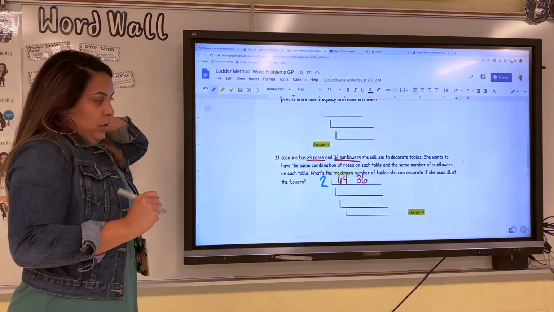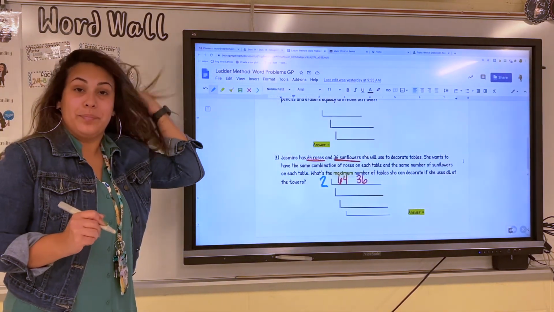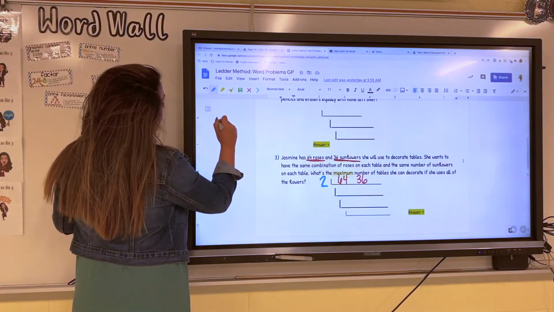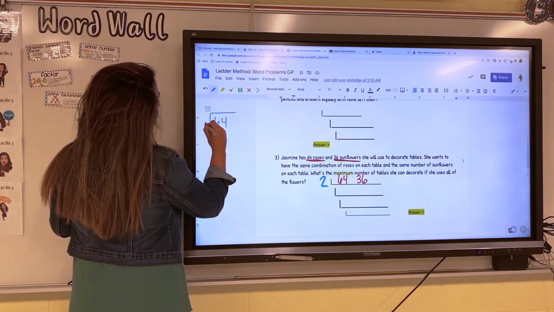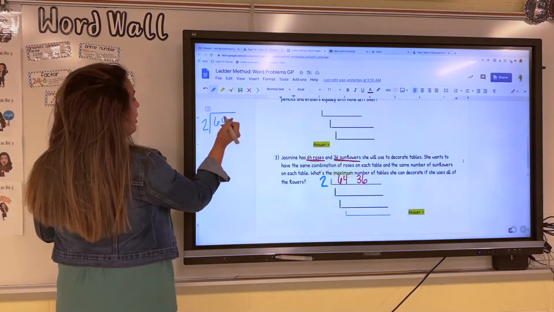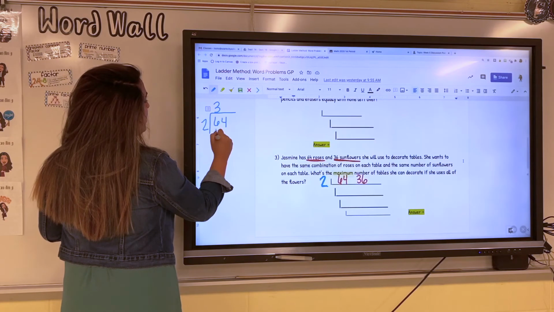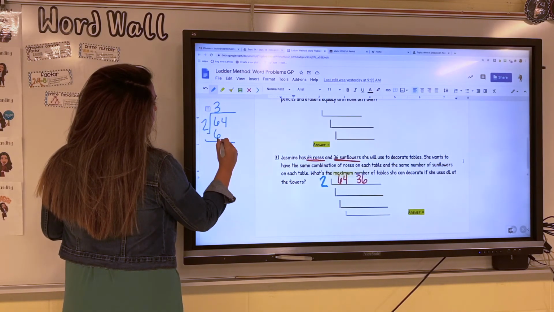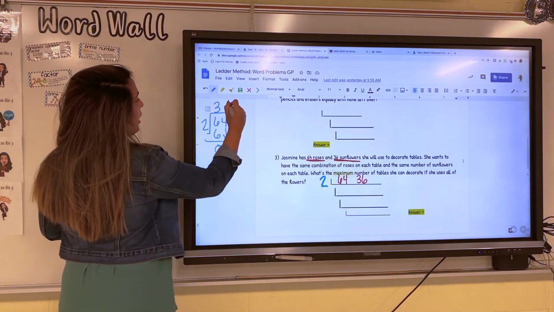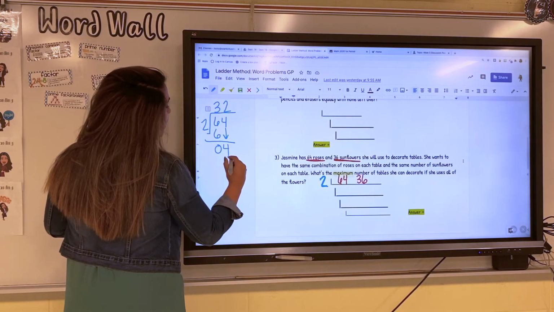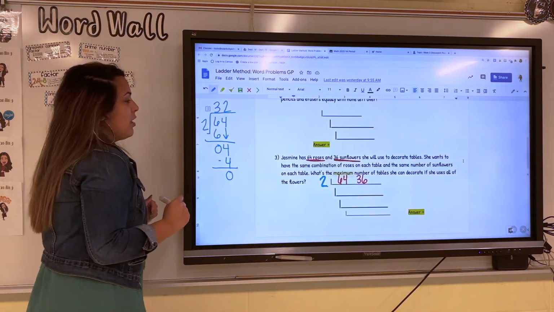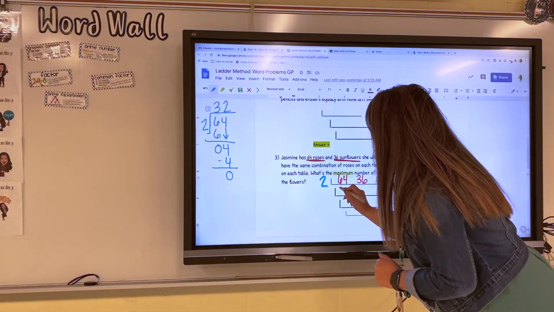So now, I don't know off the top of my head what both of these numbers are divided by 2, I'm gonna be honest. So over here on this side, I'm going to divide 64 by 2, so I can figure out what's gonna go in this next ladder rung. So I know 2 can go into 6 3 times. 3 times 2 is 6. Subtract. 6 minus 6 is 0. Bring down that 4. 2 can go into 4 2 times. 2 times 2 is 4. 4 minus 4 is 0. So 32 is going to go right here.